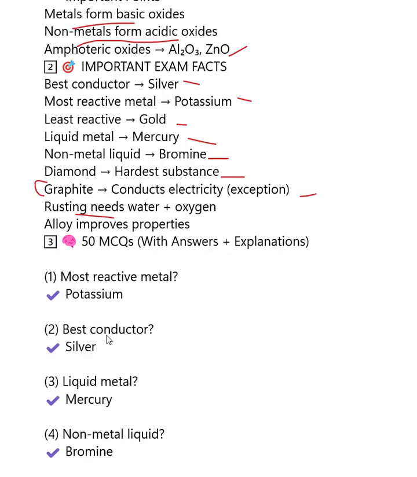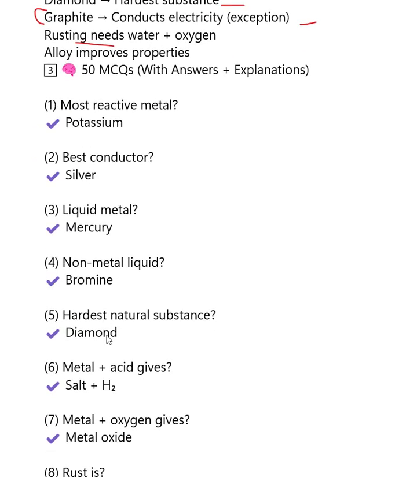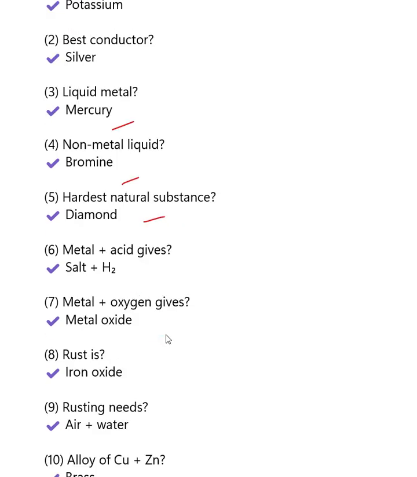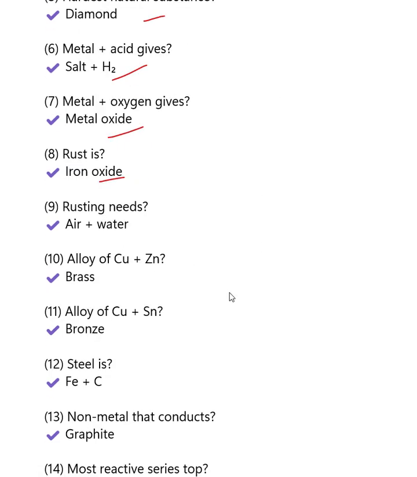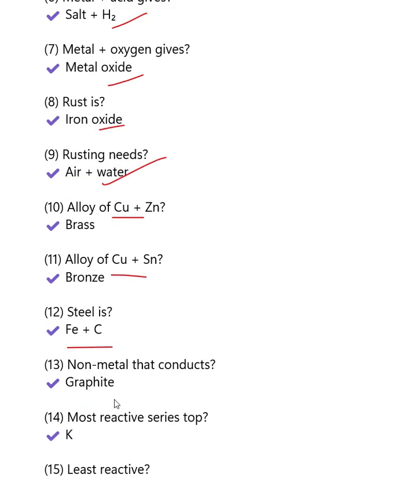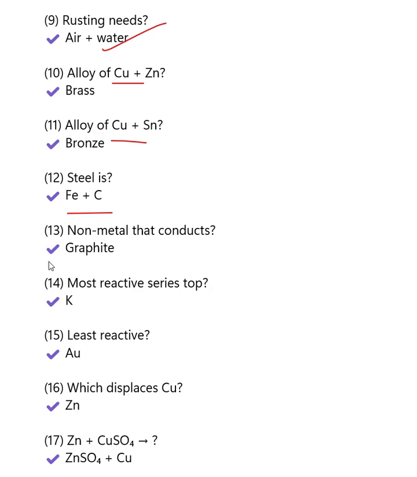Alloy improves the properties. Most reactive metal is potassium. Best conductor, silver. Liquid metal, mercury. Non-metal liquid, bromine. Hardest natural substance, diamond. Metal plus acid gives salt plus H2, and metal plus oxygen gives metal oxide. Rust is iron oxide, Fe2O3, and rusting needs air plus water. Alloy of copper and zinc is brass. Copper and tin is bronze. Steel is Fe plus C. Non-metal that conducts is graphite.